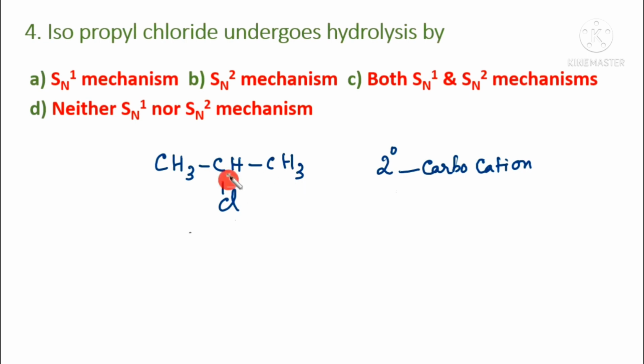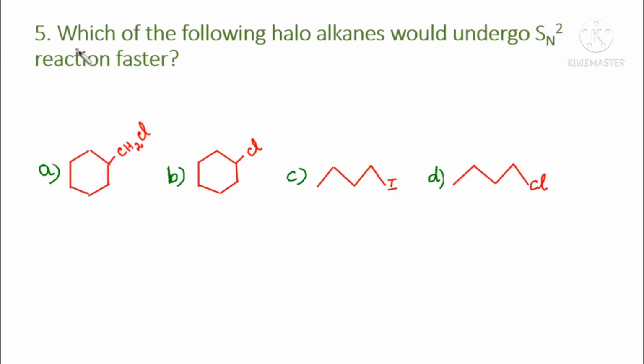So obviously this isopropyl chloride can undergo the SN1 mechanism as well as the SN2 mechanism. Since it is less sterically hindered, it can undergo the SN2 mechanism, and moreover the secondary carbocation formed by isopropyl chloride is more stable, so it can undergo the SN1 mechanism. So this is a compound which can undergo both SN1 and SN2 mechanisms. Understood, students? Let us read the next question.